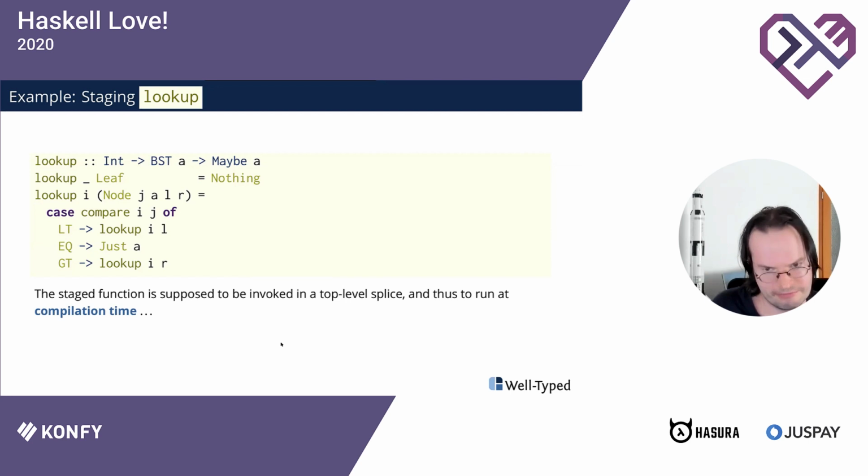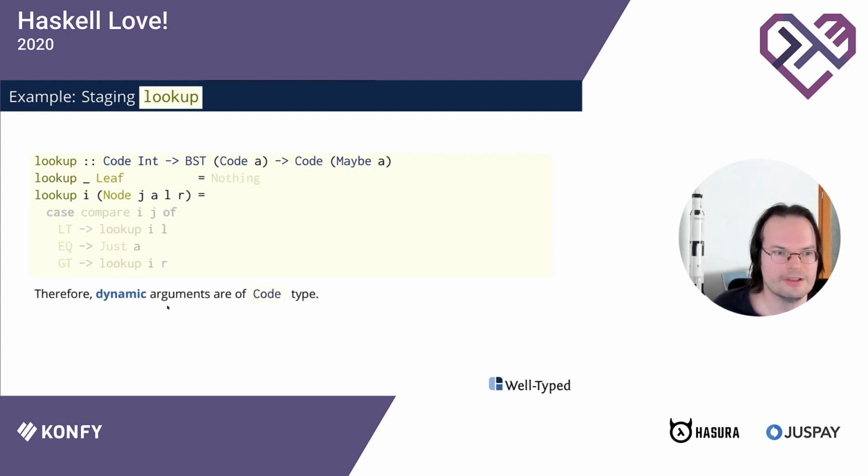Because it's run at compilation time, from the perspective of this function, everything that is statically known does not change in type, but everything that is dynamic, everything that we only know at the ultimate runtime of the overall program, is of type code. So if we look at the changed type signature, most substantially this integer, which is a dynamic argument that we don't assume to be available at compile time, gets type code of int rather than int. And because the ultimate result depends partially on this dynamic information, the integer, the result is also going to be code of maybe A.